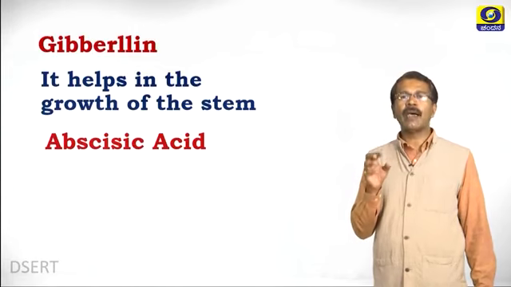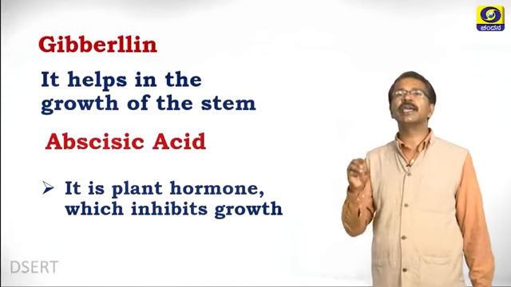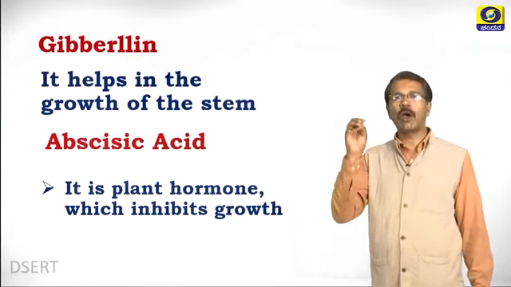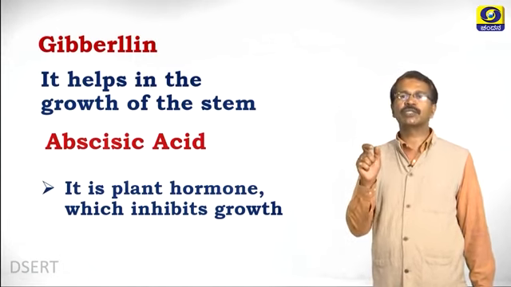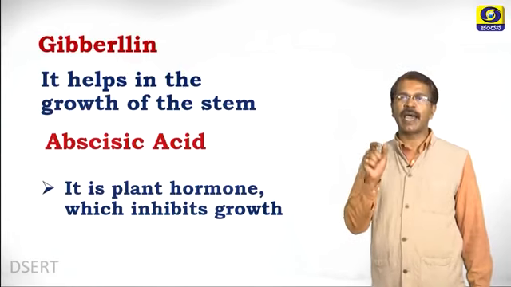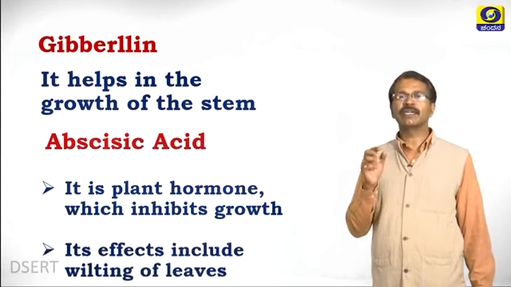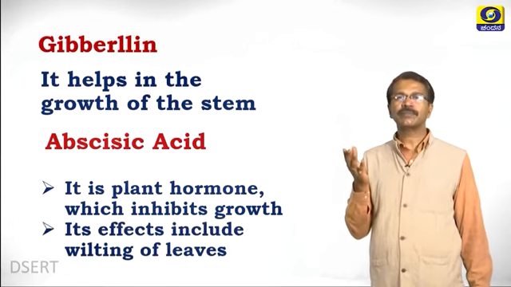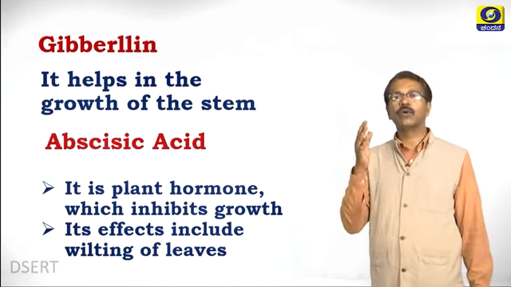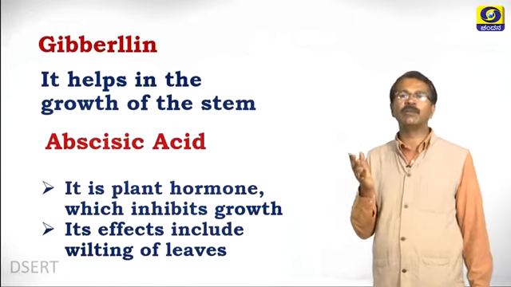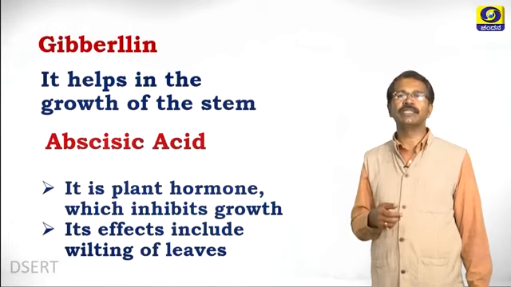Next is abscisic acid. Abscisic acid is a plant hormone which inhibits growth. It stops the growth. The plant body stops its growth because of the accumulation of abscisic acid in a particular part of the plant body. Whenever the leaves get old, the wilting of leaves occurs because of abscisic acid. The old leaves fall off from the plant body, again because of abscisic acid. Please students, go through these points once again.